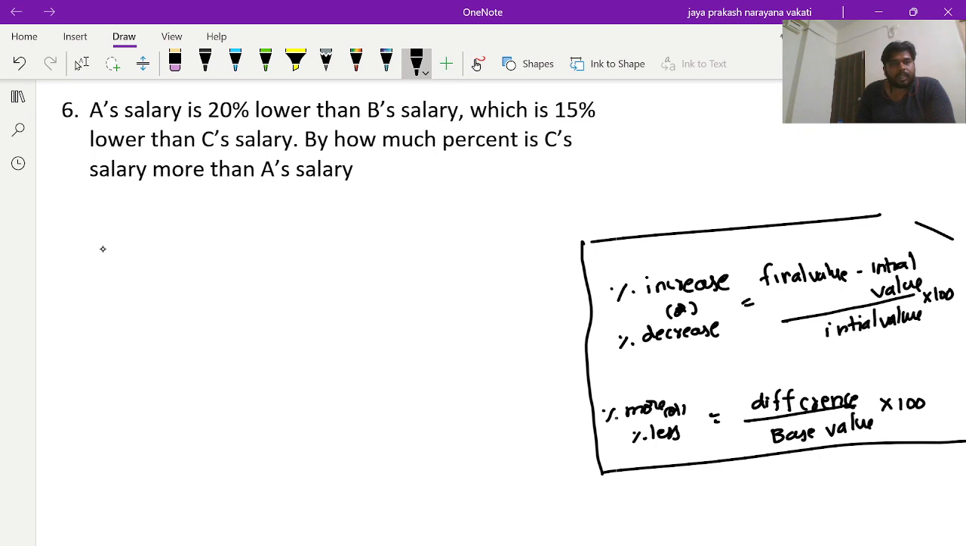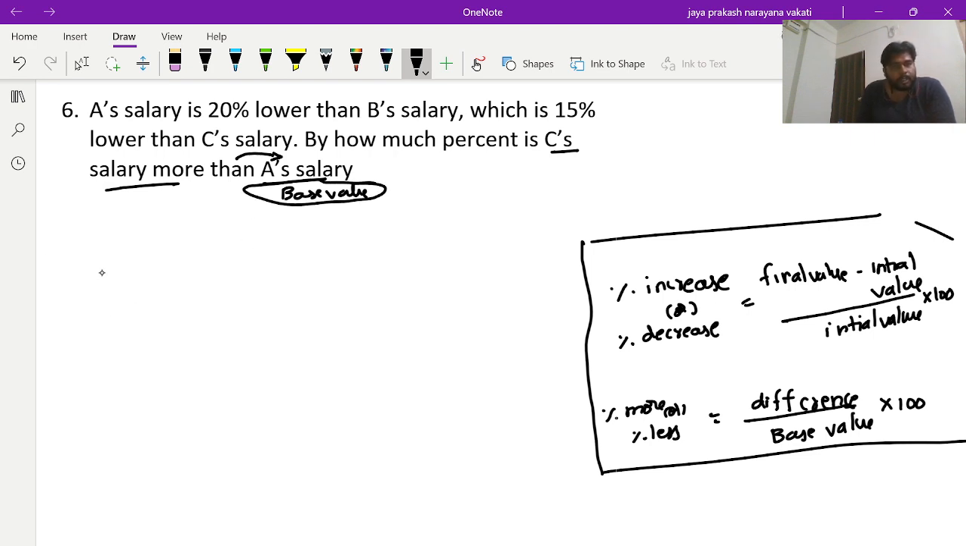A's salary is 20% lower than B's salary, which is 15% lower than C's salary. By how much percent is C's salary more than A's? So here C's salary is being compared with A's salary. Whatever comes after "than" will be our base value. So remember it.